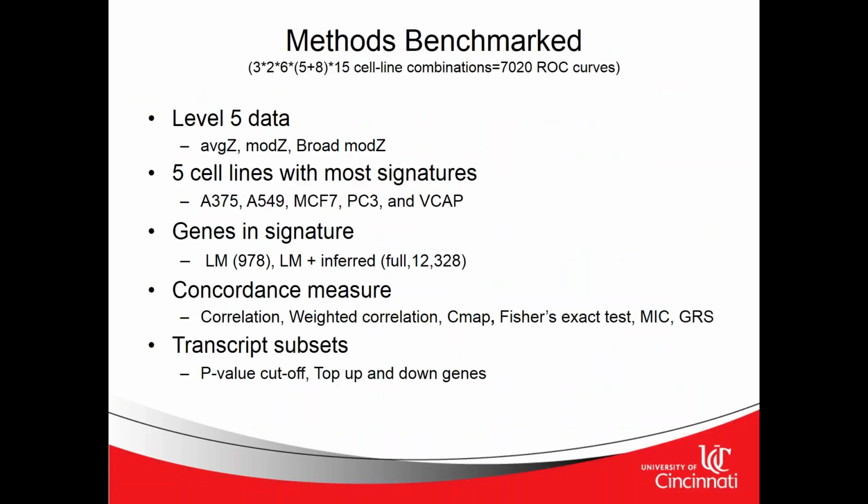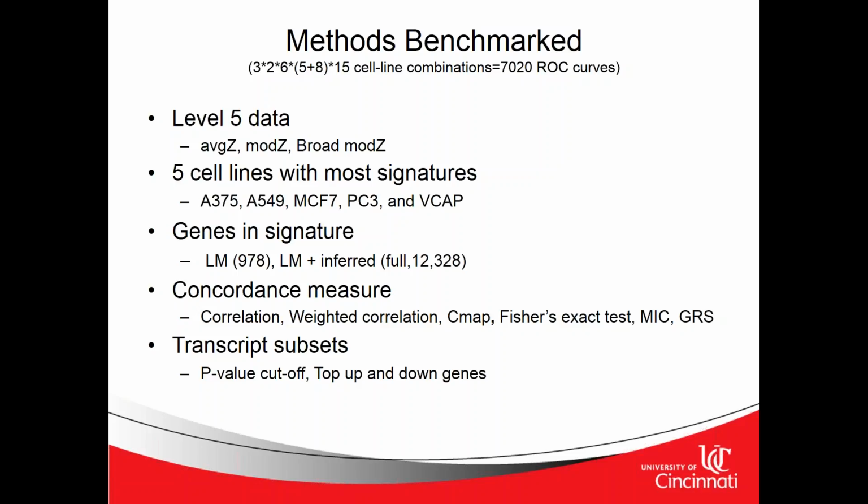And then we use the first 5 cell lines with most signatures: A375, A549, MCF7, PC3, and VCAP. Then we have 2 different sets of genes: the landmark genes only, which has 978 genes, and also the full length signatures, which has more than 12,000 genes.